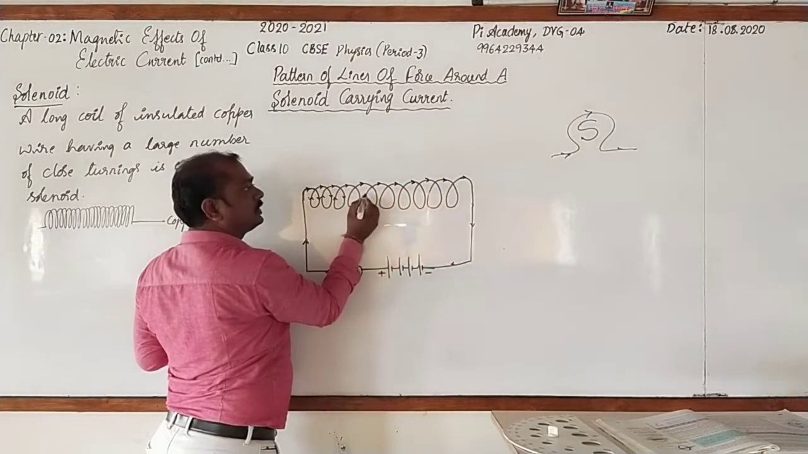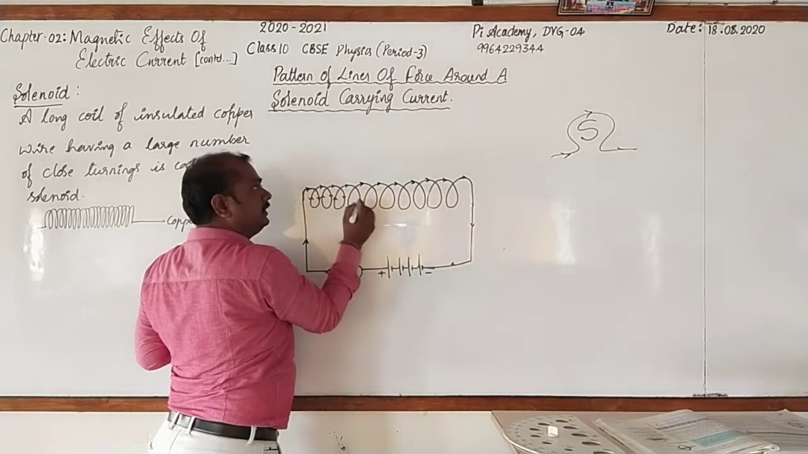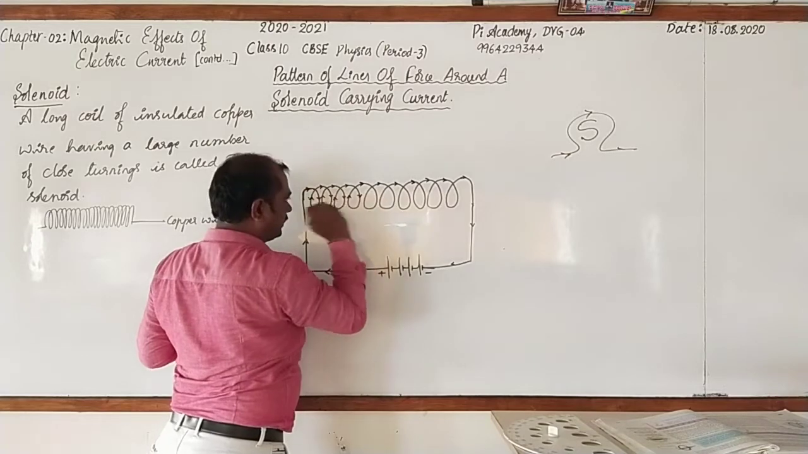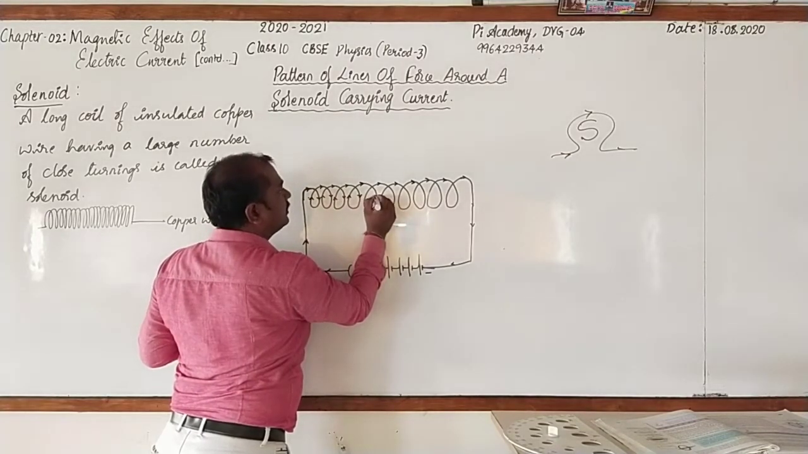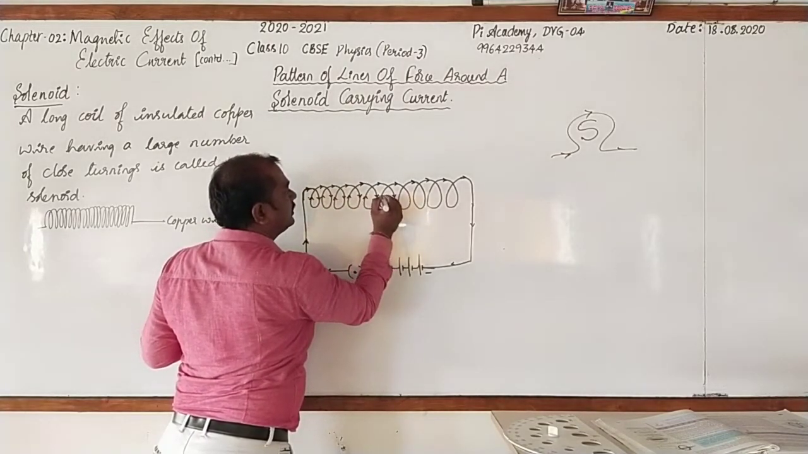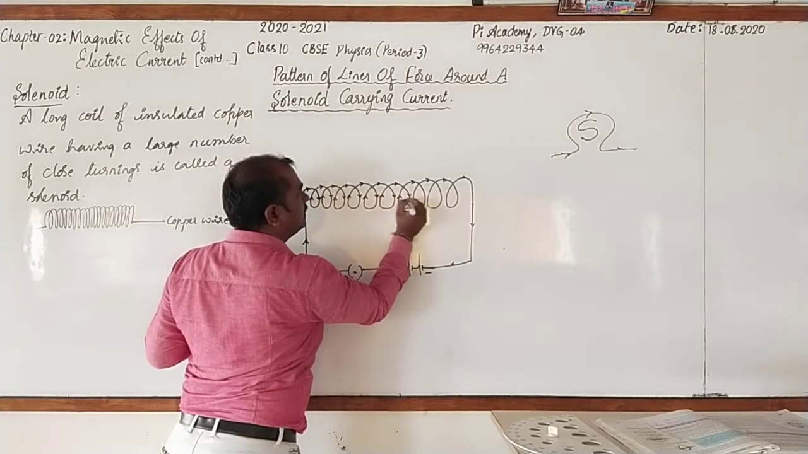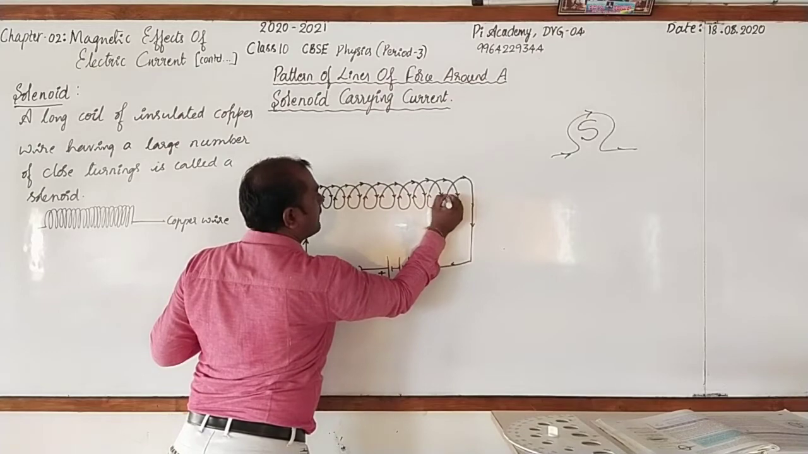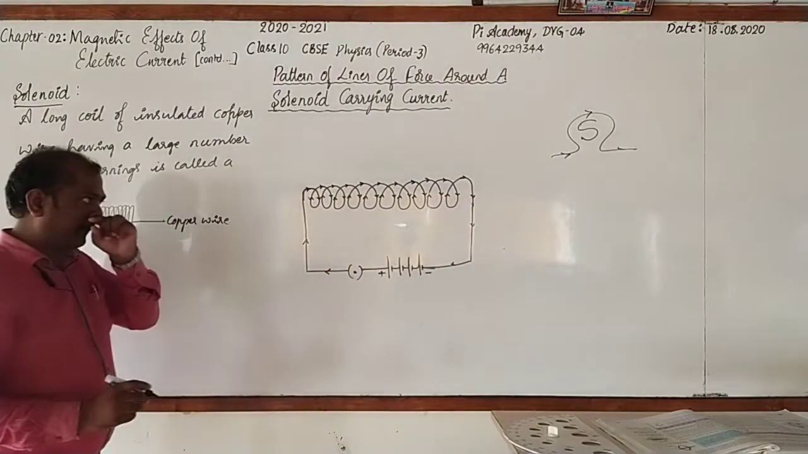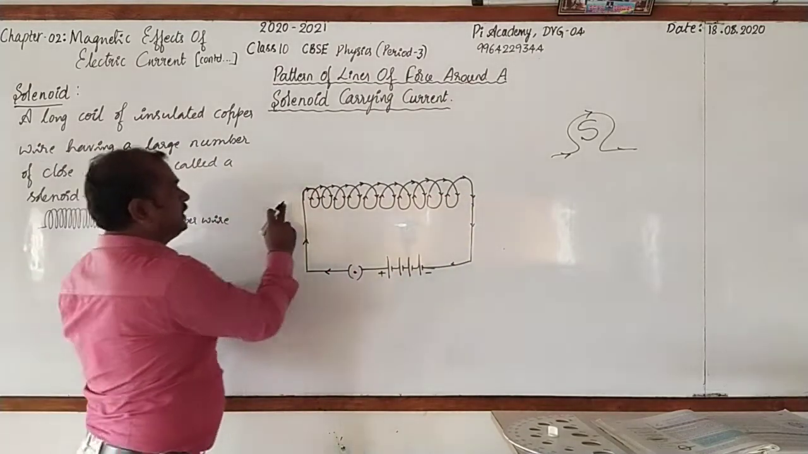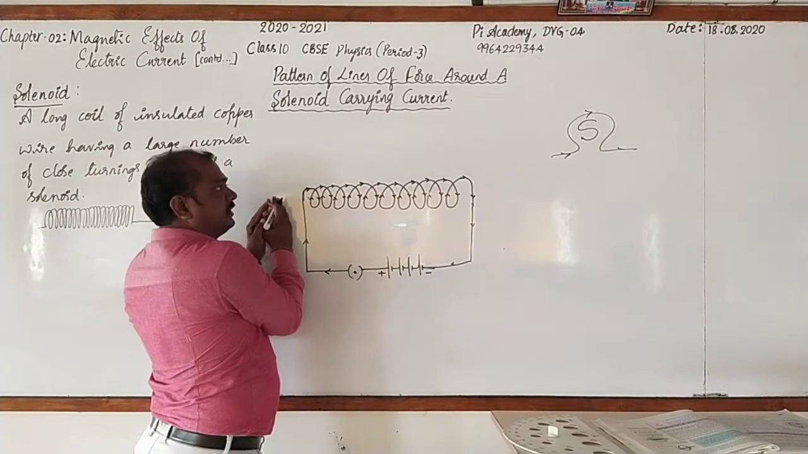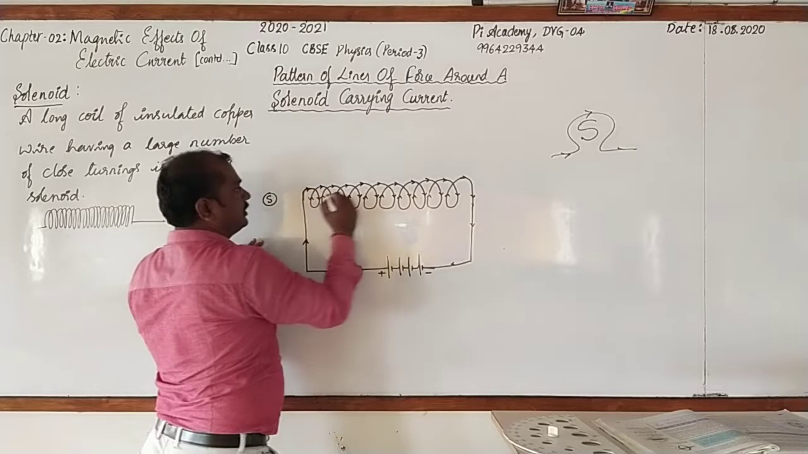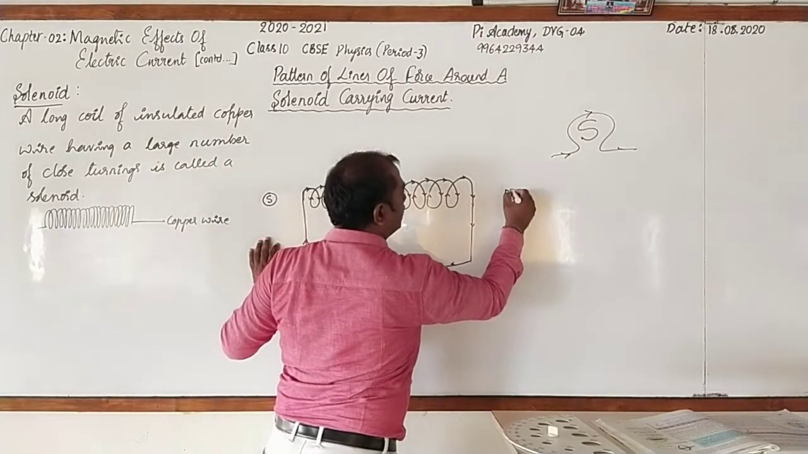And if you want to show the direction of flow of current in each turning, you can draw a downward and upward arrow mark. Here downward, upward, here as well, and here also. Just keep observing. Now this left face acts as a south pole, and the right face acts as a north pole.